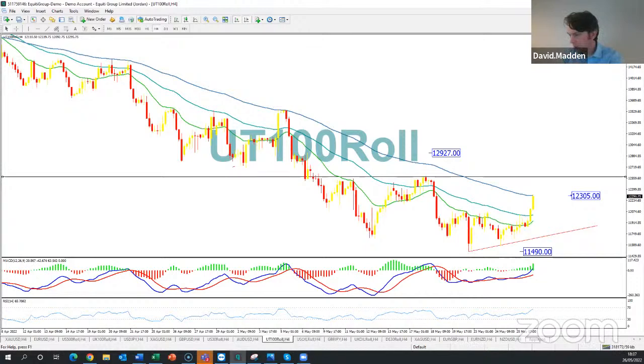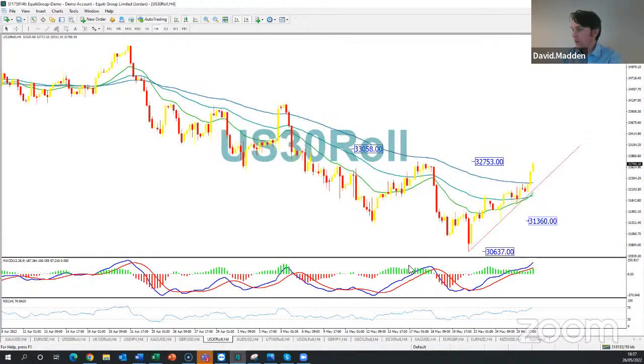The US 30, where is it now? So US 30, the Dow Jones, is in a very similar situation to the S&P 500. If it was a 15-month low last week, what have we seen since then? A series of higher highs and higher lows. We've smashed above the 100-period moving average. We're actually quite close to retesting this peak here.